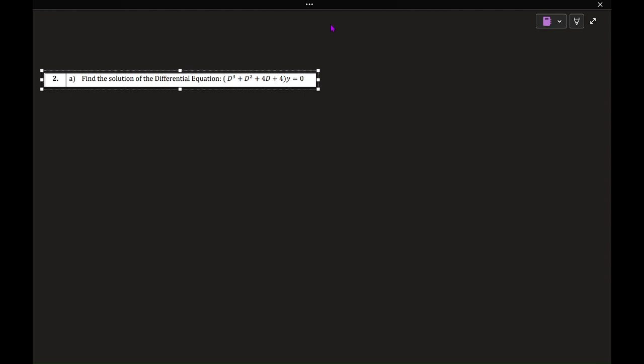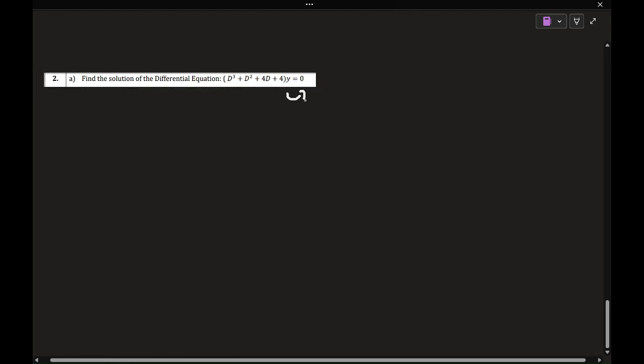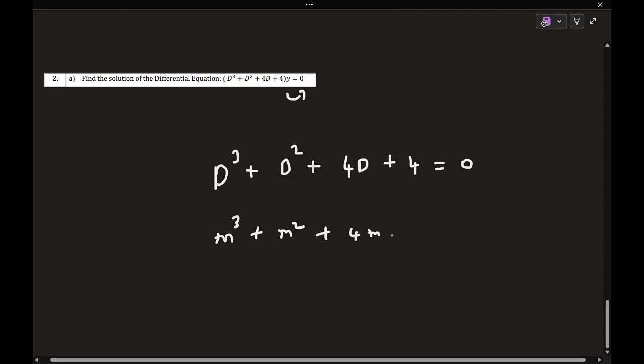Okay, so here they have given me (D cube plus D square plus 4D plus 4) into y. My first step, I'll send y outside. I'll have it in a D cube form: D cube plus D square plus 4D plus 4 is equal to 0. Now my second step was replace D with m. So this will become m cube plus m square plus 4m plus 4 is equal to 0.